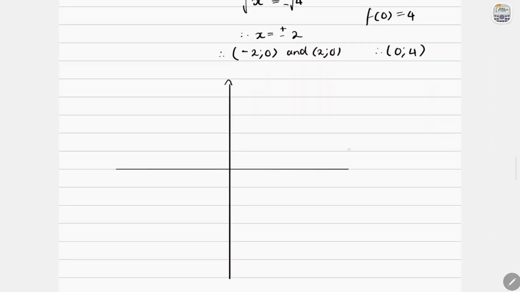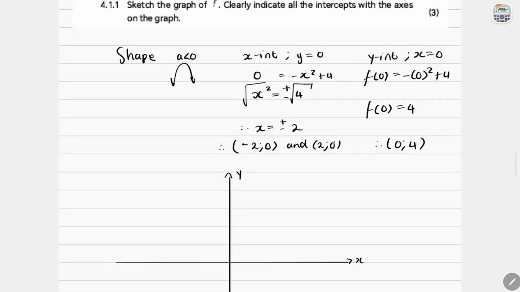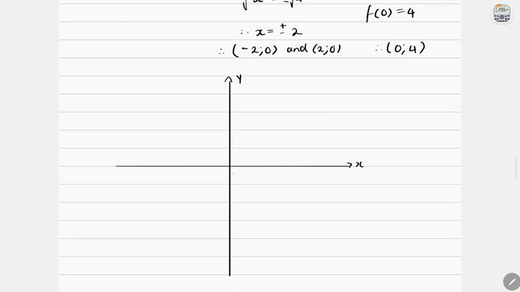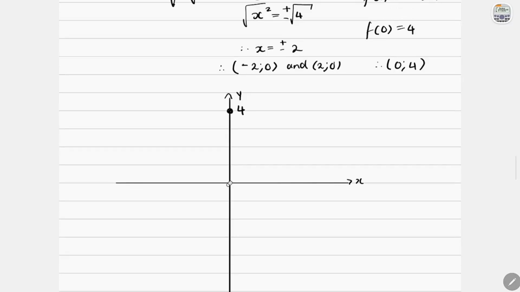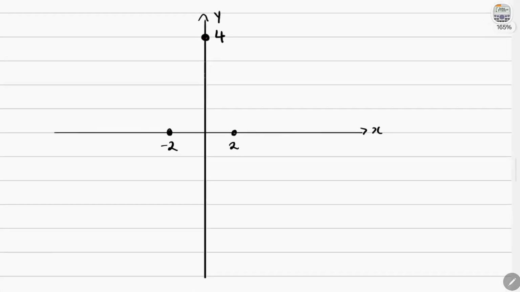So it doesn't have to be fancy. You don't need a whole lot of numbers. You can just put down your Cartesian plane, that's your x and your y axis, and we're going to plot our points down. So we have 0 and 4, so 4 units up on the y axis. And then we have negative 2 and 0, so 2 units to the left, and 2 and 0 to the right. And then just draw your graph.